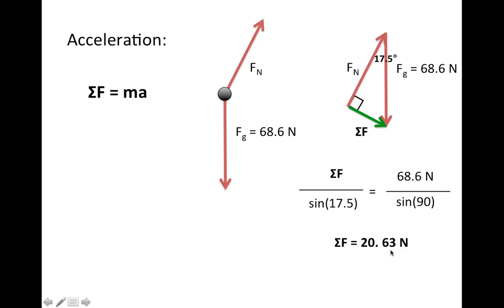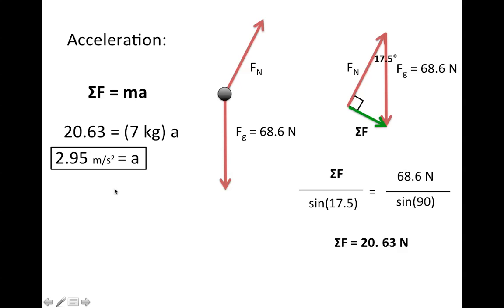So that's nice. I'm going to go all the way back here, because I want acceleration at the very end. So I'm going to use 20.63 equals 7 kilograms, which is my mass, and that's given to you in the problem, times A. You divide both sides by 7, and you get A is 2.95 meters per second squared. Yay! That's only half of the problem, though.